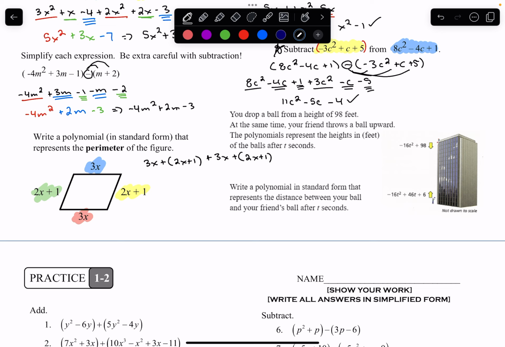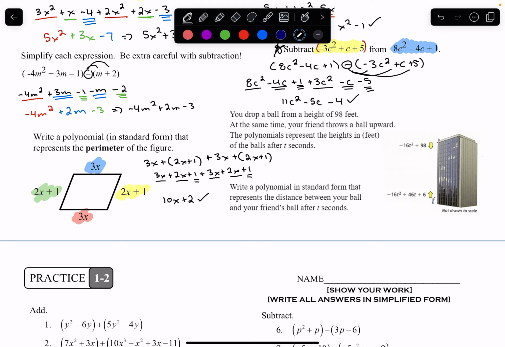I don't really need the parentheses because everything's getting added. So 3x plus 2x plus 1 plus 3x plus 2x plus 1. I'm looking for what goes together. 3x's, 2x's, 3x's, 2x's. All of those just have one x connected to them, so I can add those up and I get 10x. And then I've got a plus 1 and another plus 1. Those add together to become plus 2.